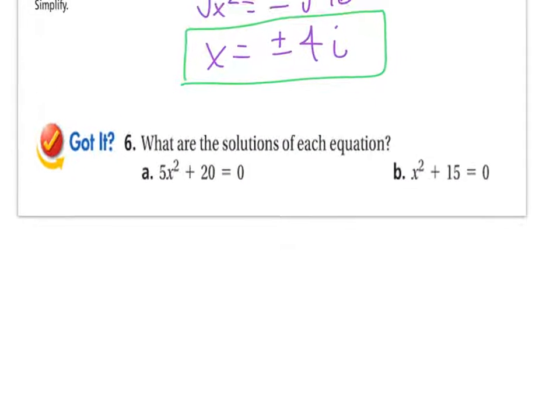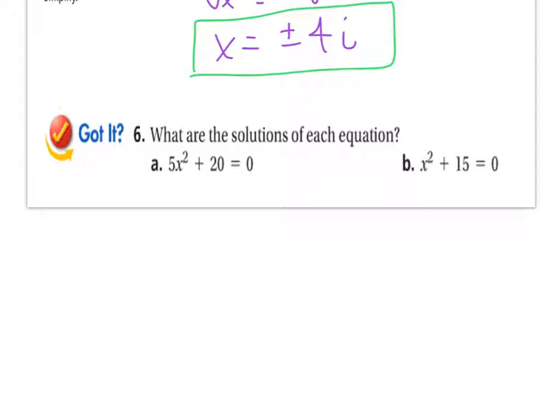Again, you could give these 2 a shot if you want on your own, so if you want to do that, go ahead and pause, and then resume when you're done, and I'll be working through them. So let's see, part A here, we would subtract the 20. So we get negative 20 there. We would divide by 5. We get x squared equals negative 4. Ooh, thankfully, this one's going to work out well too.